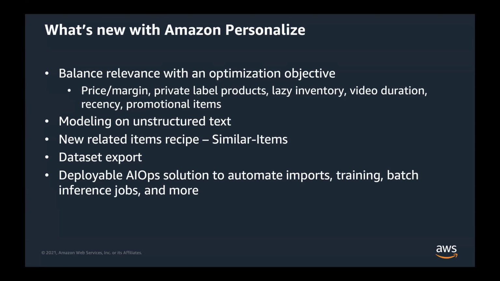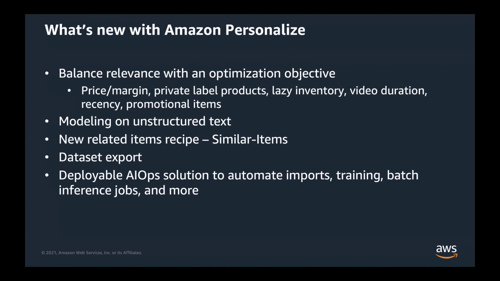Modeling on unstructured text is another popular request, where we have customers that don't have rich structured item metadata, but they do have really rich product descriptions. And so a new feature in Personalize is using natural language processing to extract features from unstructured text. I spoke about the new similar items recipe that looks at both behavior as well as item metadata to make similar item recommendations.